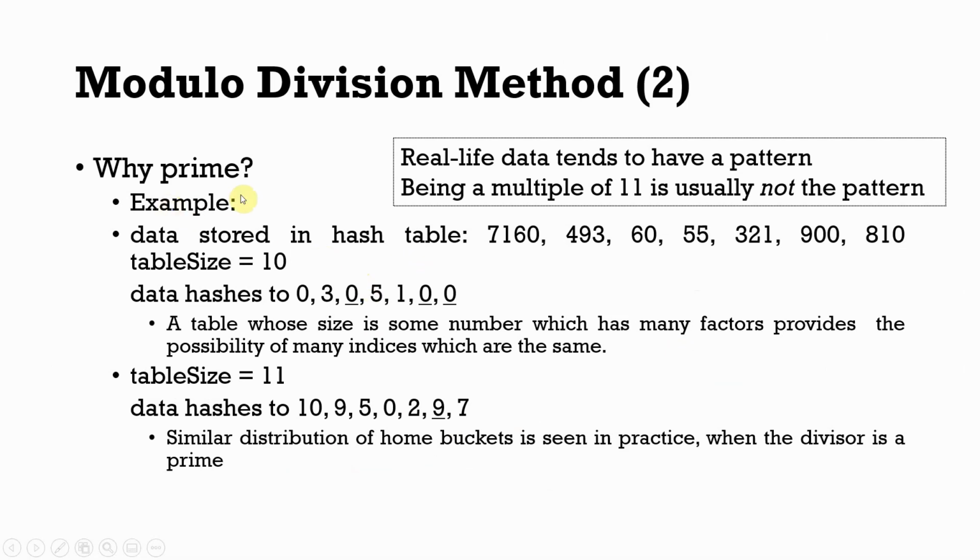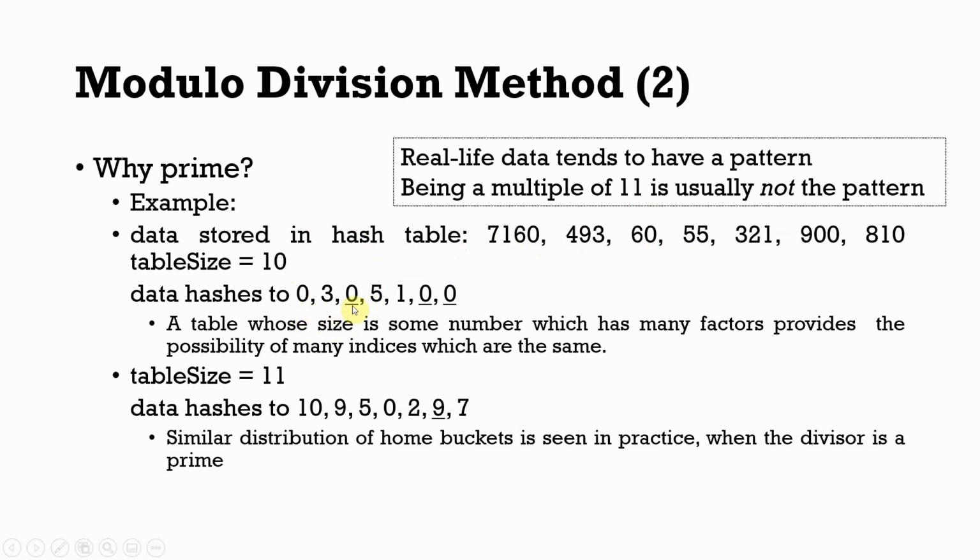Okay, so why prime? Let's go through an example. Let's say we have these numbers, these key values, that we want to store in a hash table. Let's use a table size of 10. Here we are dividing all these numbers by 10 and using the remainder as the location for storing the data.